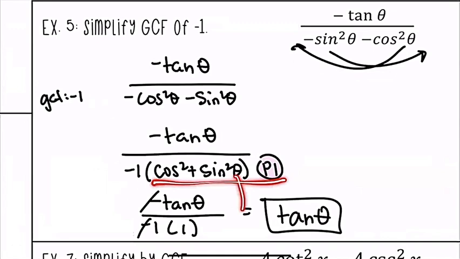So I applied P1. That got me to here. And then I had negative tan divided by -1 times 1. Negative divided by negative gave us a positive. And then tangent over 1 is just tangent.